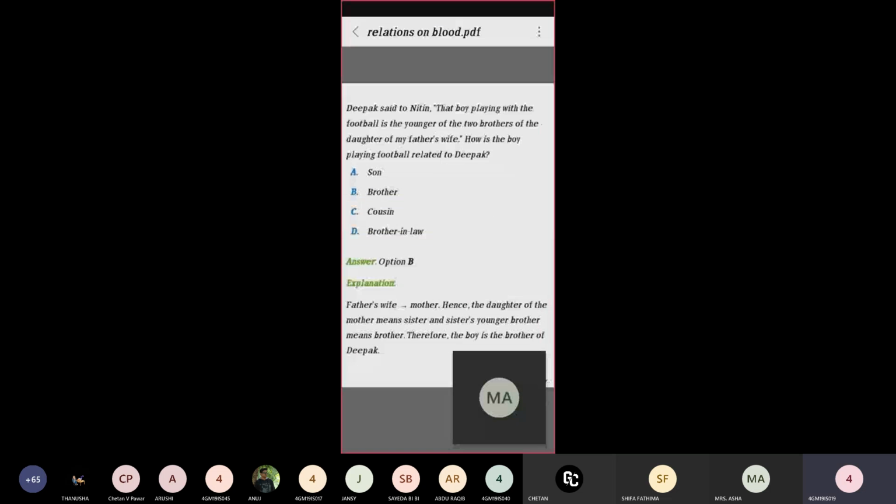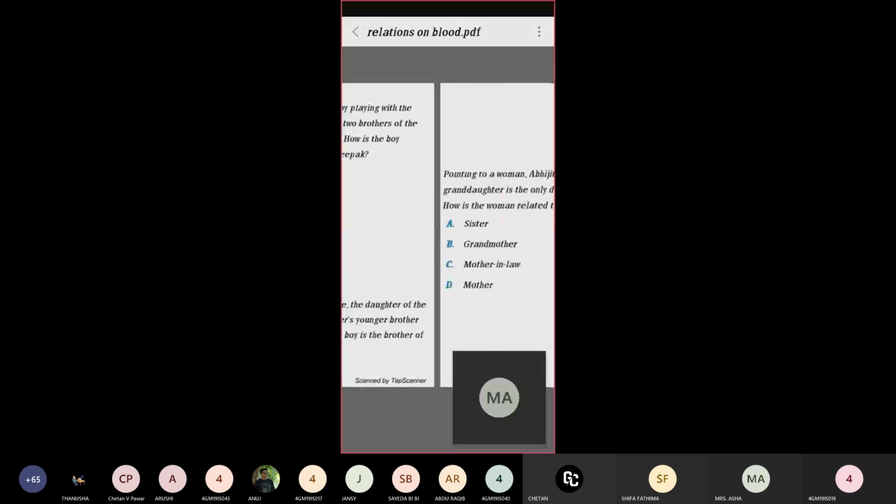Deepak is referring to his mother by saying "my father's wife." The daughter of his mother has two brothers. The boy playing with the football is the younger brother of his sister. It means Deepak is also one of the brothers of the sister. So the boy playing football is also a brother of Deepak. So the answer is brother. Option B is right.